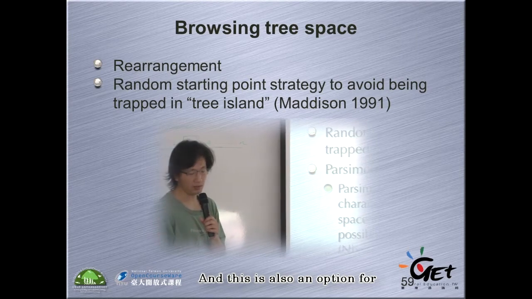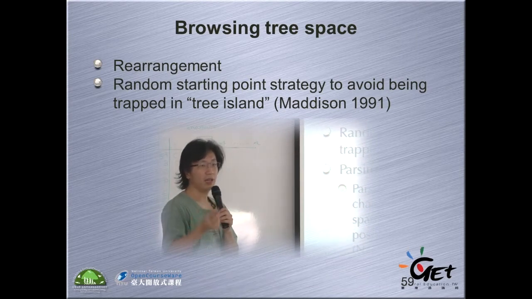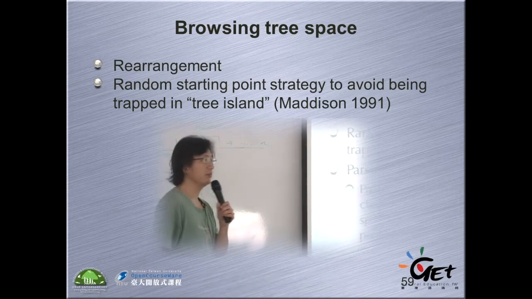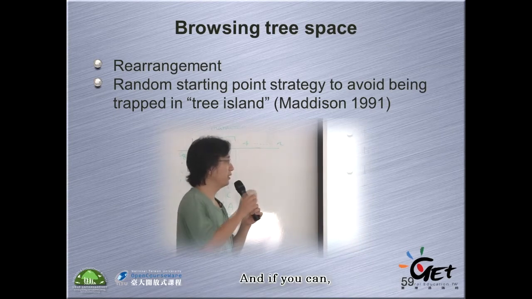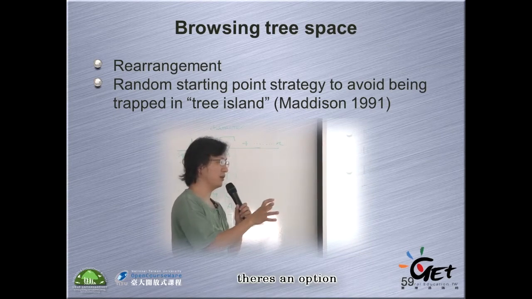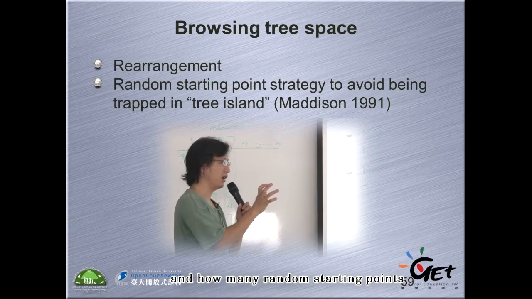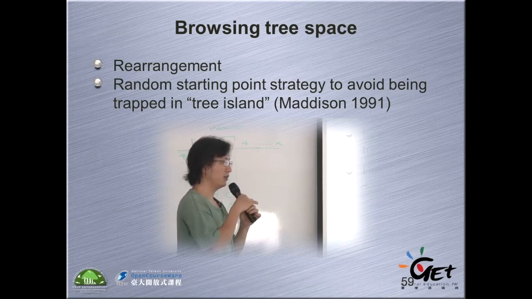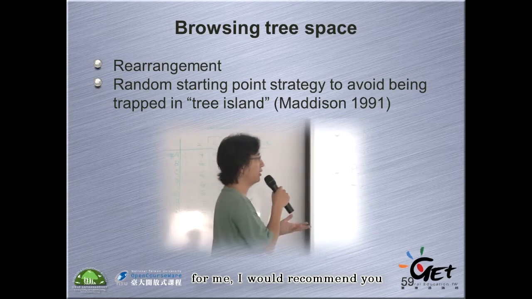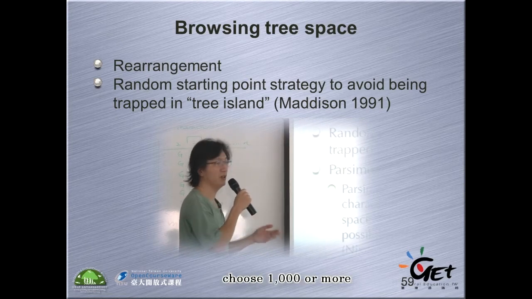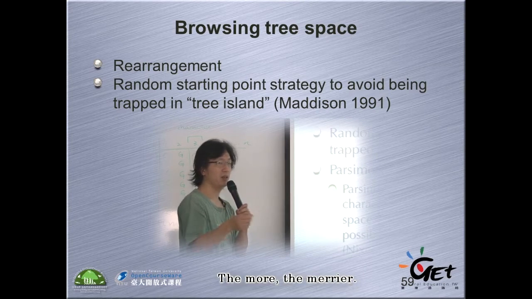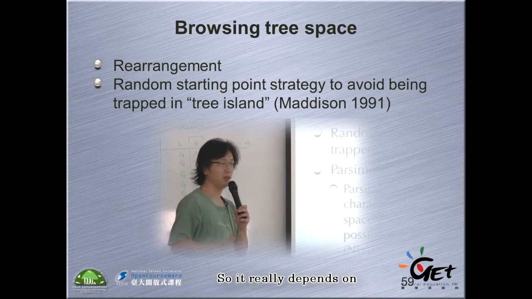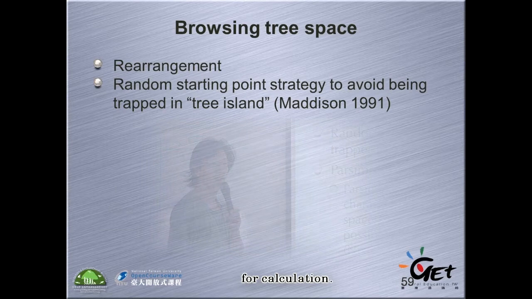And this is also an option for programs like PoP-Star. PoP-Star is one of the most commonly used programs for maximum parsimony. If you can choose, there's an option called the random starting point, and how many random starting points you are going to ask the computer to do. For me, I would recommend that you choose 1,000 or more random starting points. The more, the merrier. But each starting point will take a lot of time to calculate, so it really depends on how much time you have for calculation.